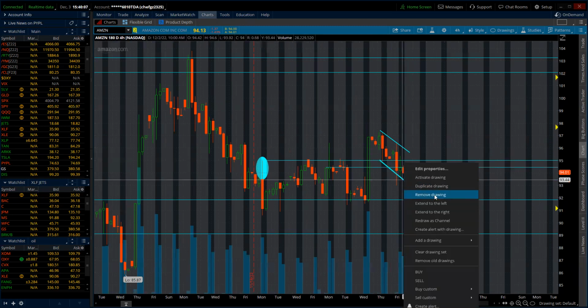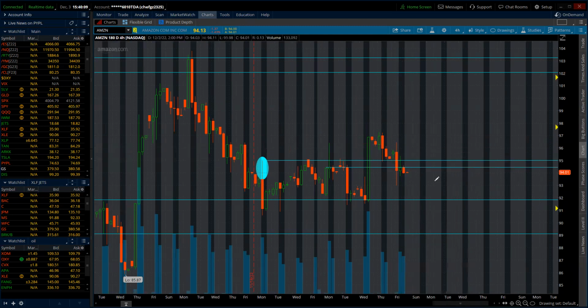So now I don't need this here and I don't need this at all, because I don't think that's a bull flag setup. Although it may look like one, it is not. Somebody out there will probably call it a bull flag, but I'm here to tell you that it's not. All right, so that's your 95.